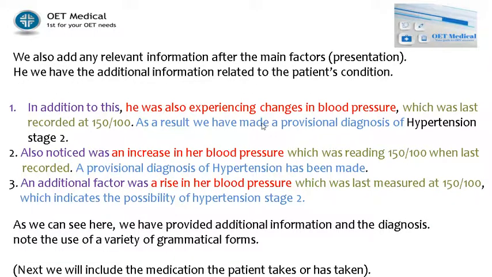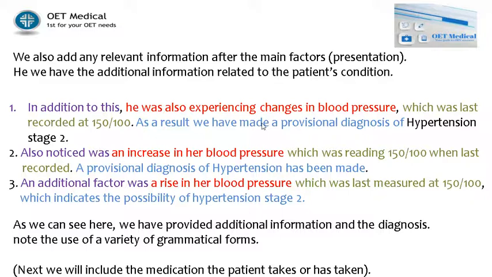We also add any relevant information after the main factors, like the presentation of the patient. We have the additional information related to the patient's condition. So, in addition to this, he was also experiencing changes in blood pressure, which was last recorded at 150/100. As a result, we have made a provisional diagnosis of hypertension, stage 2.